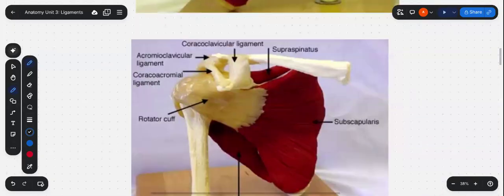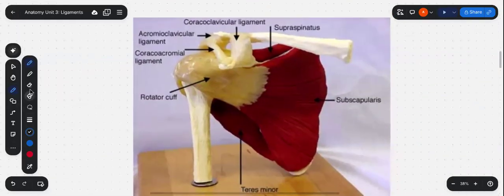All right, so now moving on to the ligaments. First, you have your coracoclavicular ligament. This one is attached to the coracoid process of the scapula and the clavicle bone. So it runs vertically between those two bones.